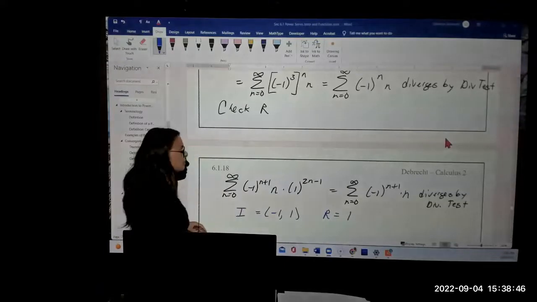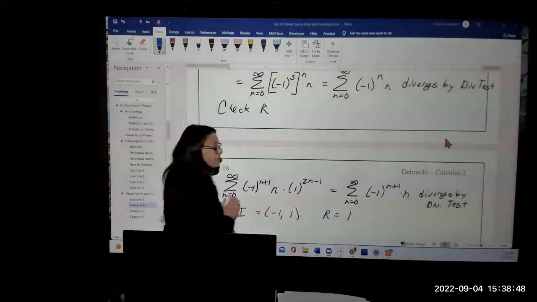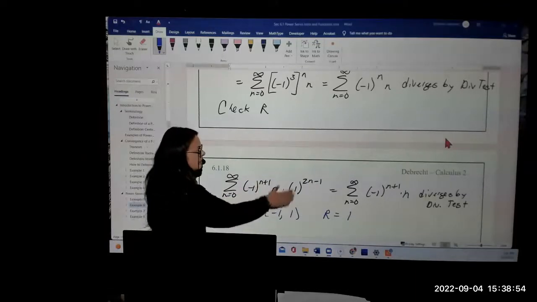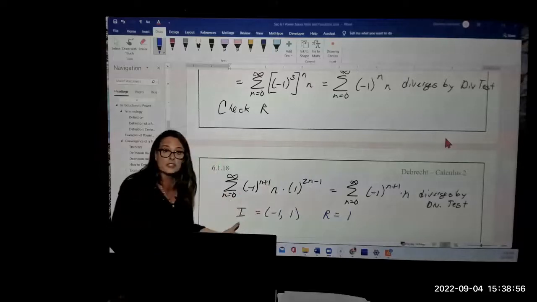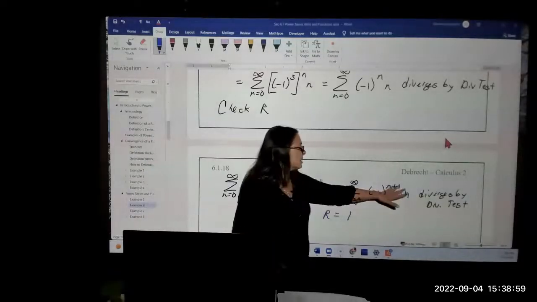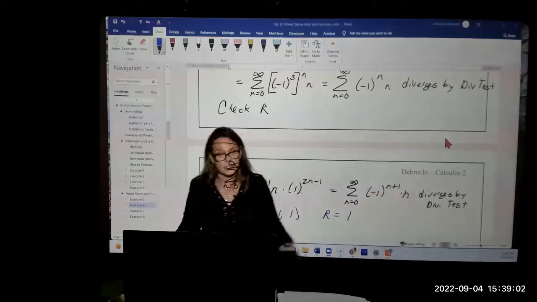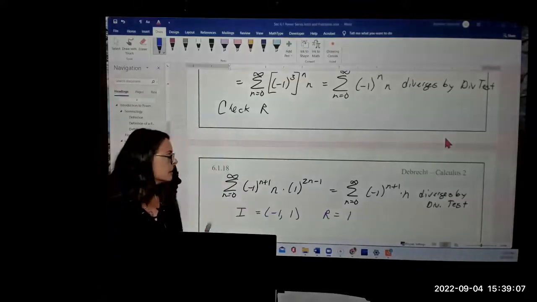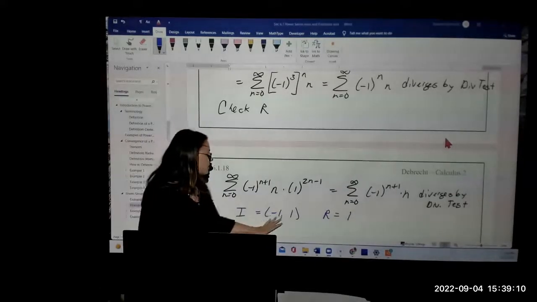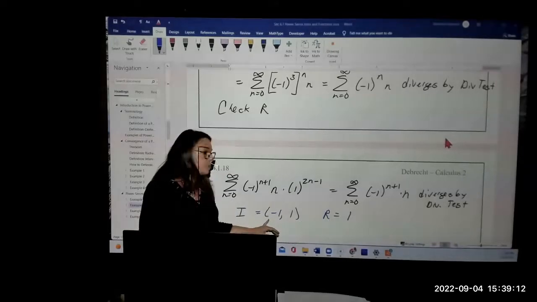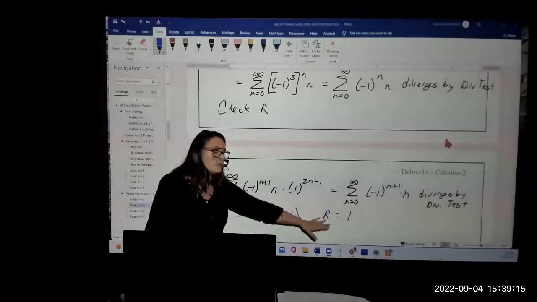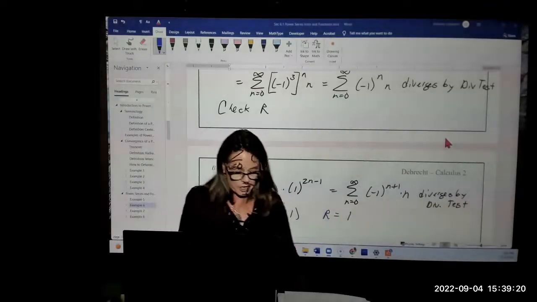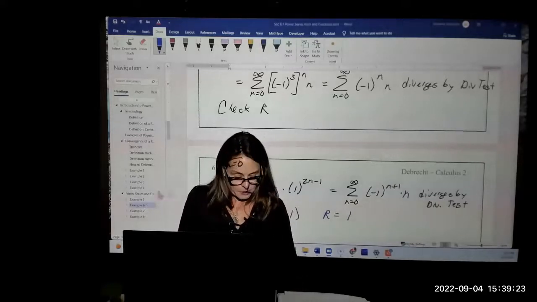On the right endpoint, you're substituting 1 in place of the variable x. So we have (-1)^(n+1) times the factor n times 1 to a finite power, which is just 1. So we get (-1)^(n+1) times the factor n, which diverges by the divergence test. The limit of that sequence does not go to 0, so it has to diverge. And that tells us that the interval of convergence is from open -1 to open 1, and the radius of convergence is 1. Let's now turn our attention to another example, example number 7.